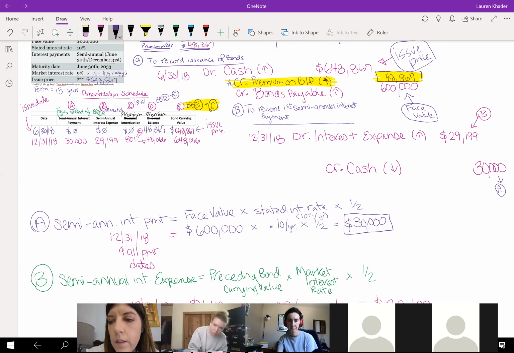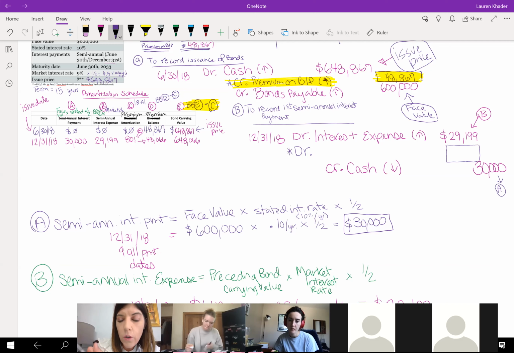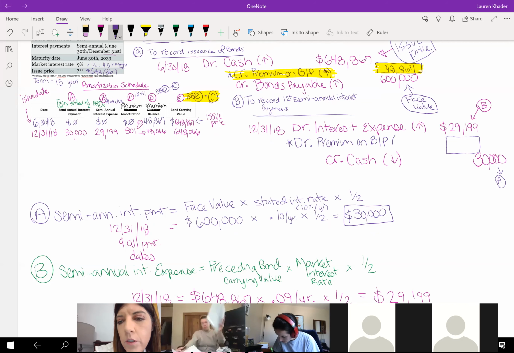Now we need more what? Debits to balance. Debit. Correct. So remember, and this is a difference, premium on bonds payable has a normal credit balance. So to reduce it, which is what we need to do, we're going to debit that account, versus a discount that has a normal debit balance. So to reduce it, it has a credit. So we're going to debit premium on bonds payable, reducing it for the amortization of 801, column C.